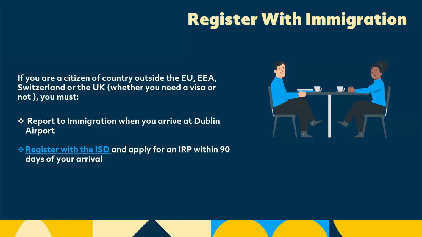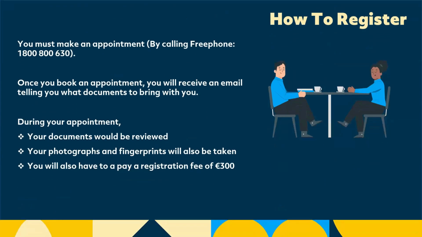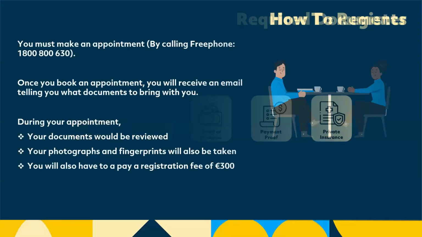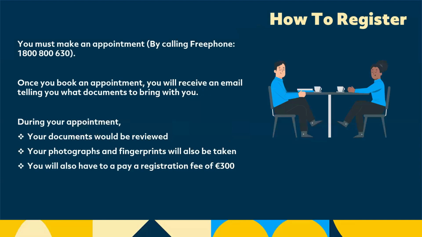So you need to apply for an IRP within 90 days of your arrival. Okay, so to register, you must make an appointment by calling the number on the screen. Once you book an appointment, you receive an email telling you what documents you must bring. During your appointment, your documents will be reviewed, your photographs and fingerprints will also be taken, and you will be required to pay a registration fee of 300 euros.